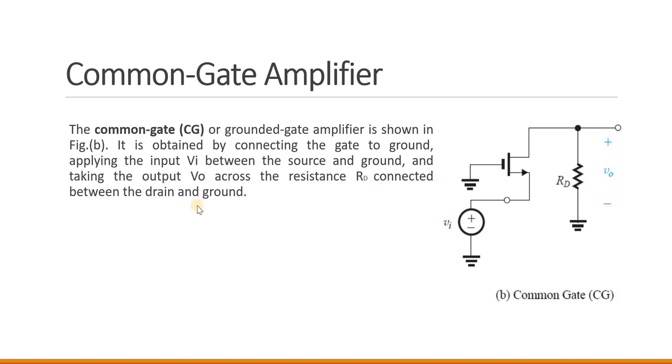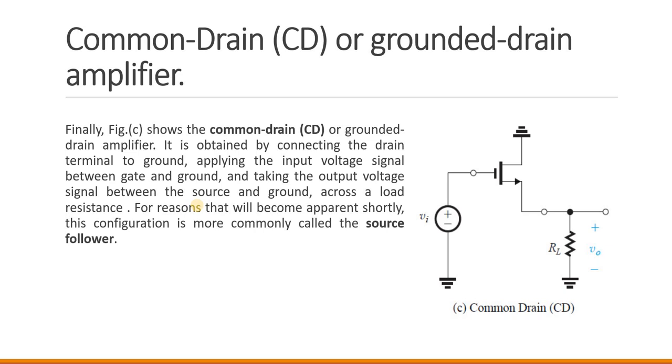And the last one is the common drain configuration, also known as grounded drain amplifier. As you can see in the figure, the third terminal, the drain, is grounded, and to the gate we are providing the input, and from the source we are taking the output. To the source terminal the load resistance is connected, across which we obtain the output. It is obtained by connecting the drain terminal to ground, applying the input voltage signal between the gate and the ground, and taking the output voltage signal between the source and the ground across the load resistance.